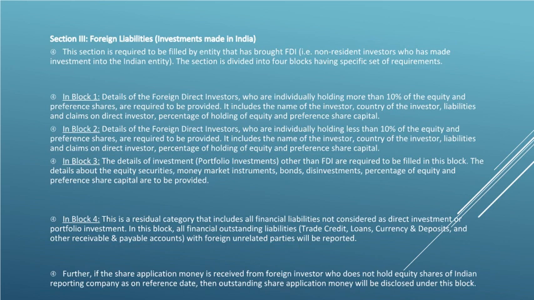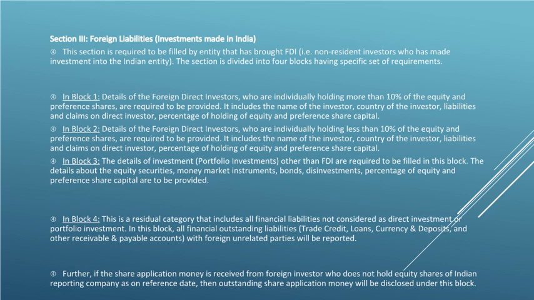In Block 1, details of the foreign direct investors, who are individually holding more than 10% of the equity and preference shares, are required to be provided. It includes the name of the investor, country of the investor, liabilities and claims on direct investor, percentage of holding of equity and preference share capital.